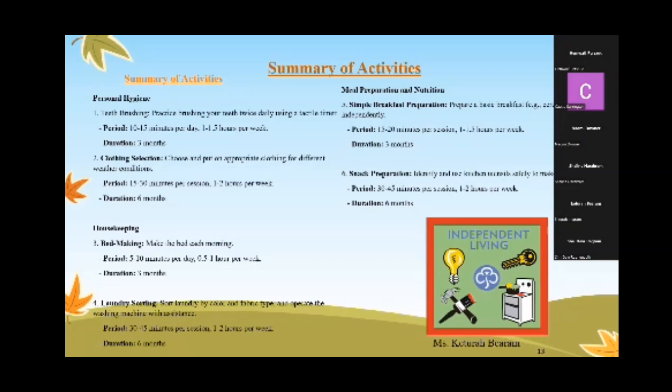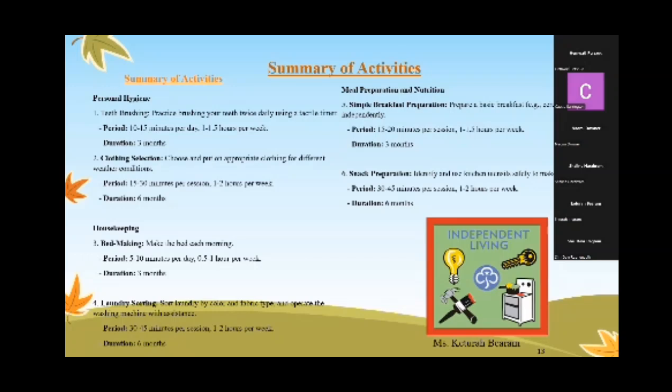Housekeeping, this will be making the bed each morning. The period will be 5 to 10 minutes per day, half an hour to 1 hour per week. Duration 3 months. Laundry, sorting laundry by color and fabric type, and operating the washing machine with assistance. The period will be 30 to 45 minutes per session, 1 to 2 hours per week. The duration will be 6 months. Meal preparation and nutrition.